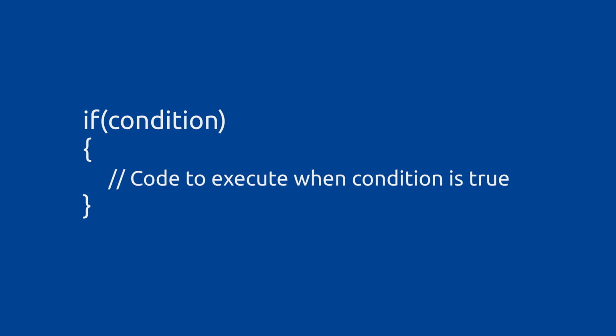If the condition inside the parentheses is true, the code block inside the curly braces will be executed. If it's false, the condition will be skipped. Let's begin with a simple example. Here we'll check if a person is eligible to vote.